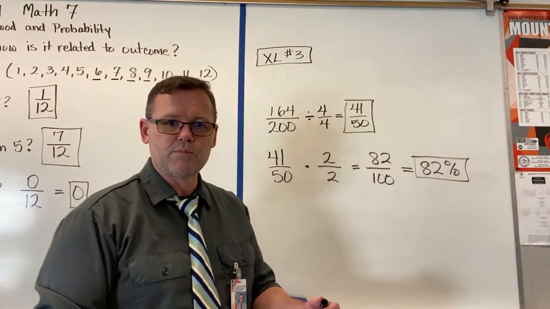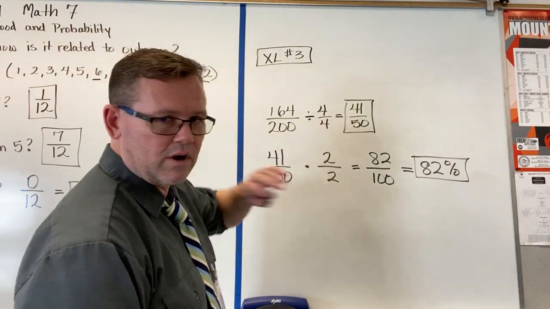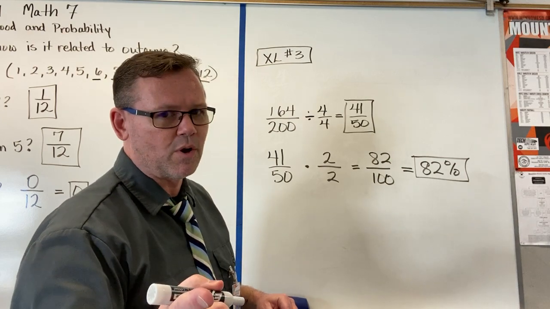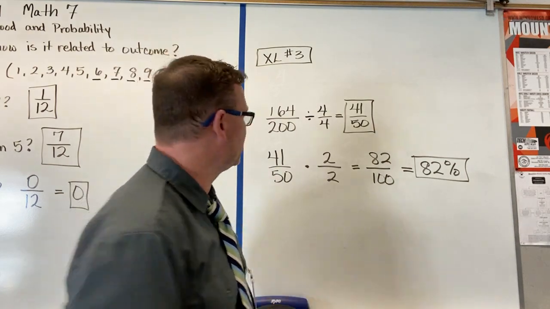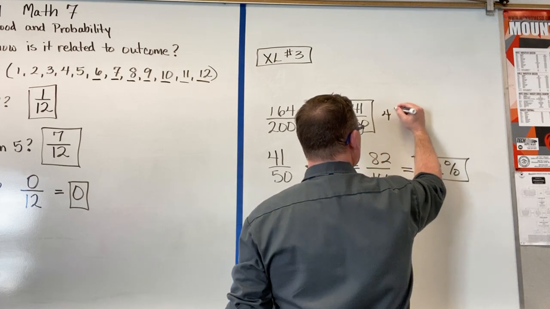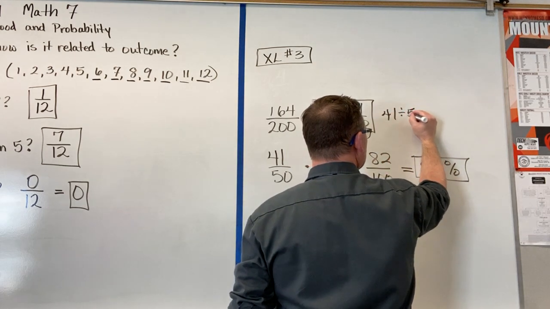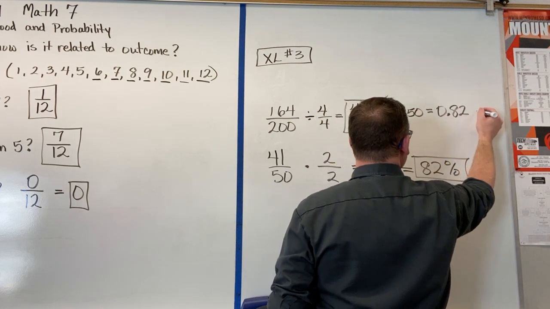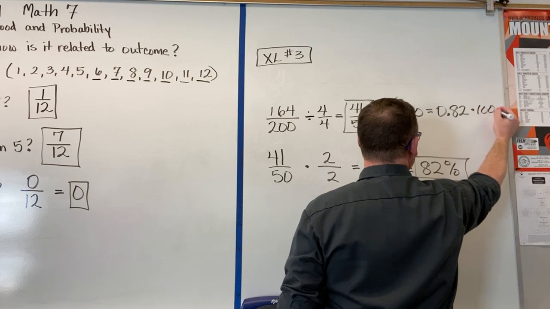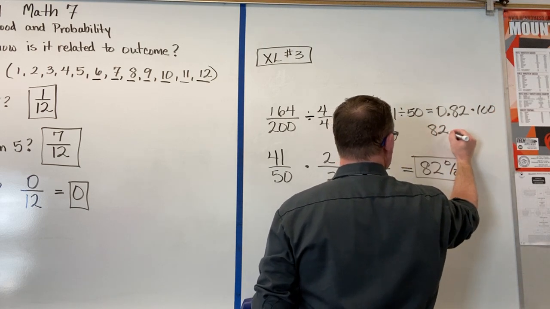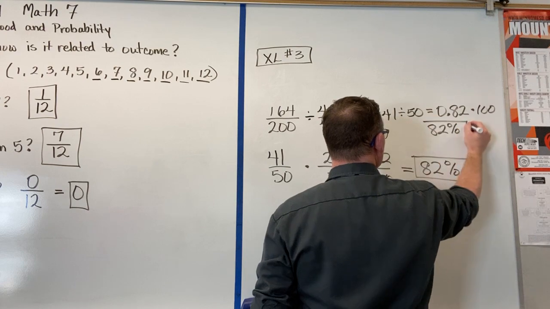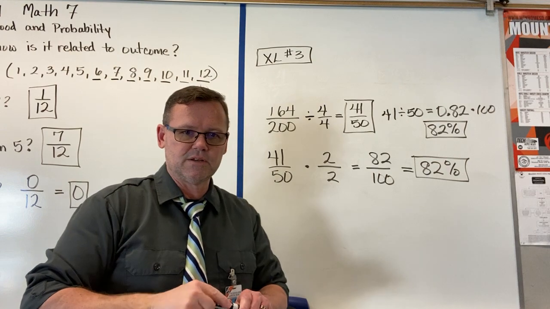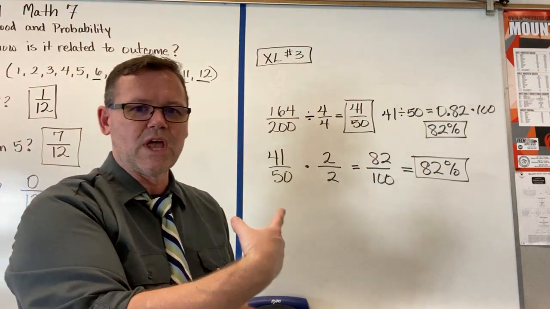Now, if you can't remember that, remember my other strategy. Every fraction is what type of problem? Division problem. So in other words, we would go 41 divided by 50, which equals 0.82. We would multiply this by 100 and also get 82%. We get that decimal, multiply it by 100, we get 82%. Okay? So those are the examples, guys.